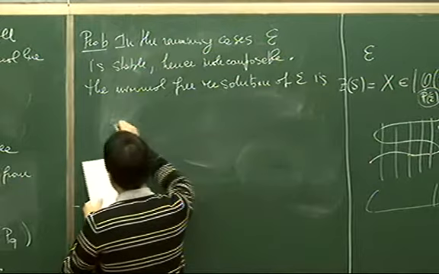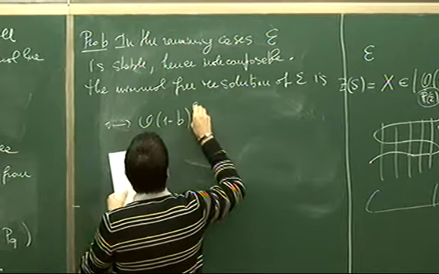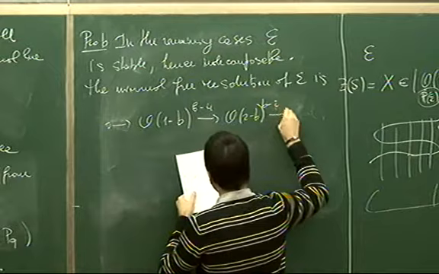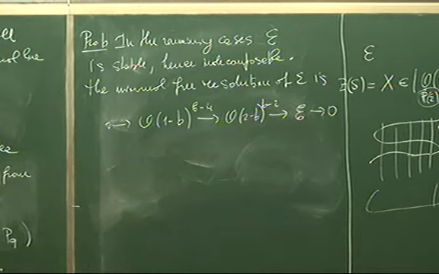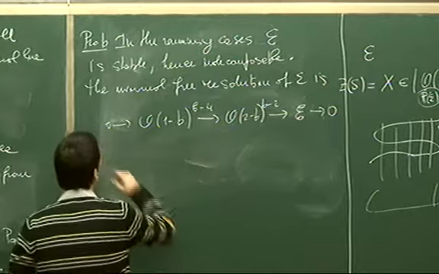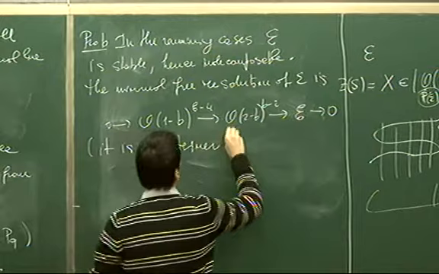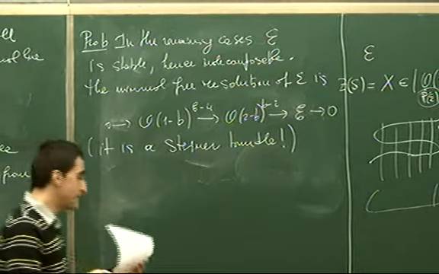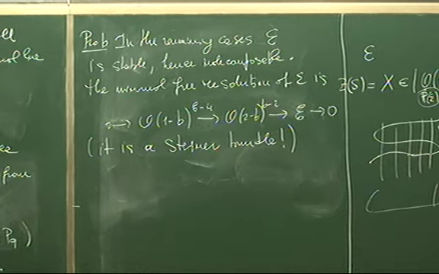0, O(1-b)^(b-4), O(2-b)^(b-2), E, 0. And this is given by a matrix, (b-4) times (b-2), of linear forms. This is a Steiner bundle. And Steiner bundles are widely studied, so in some cases we can exploit this study to obtain further classification. Let me explain.